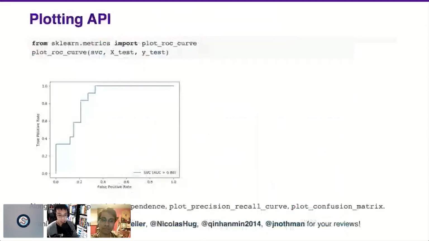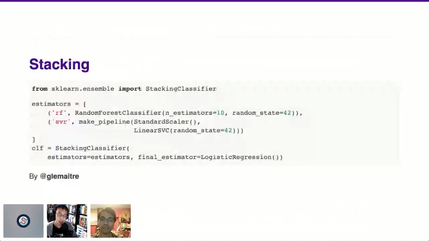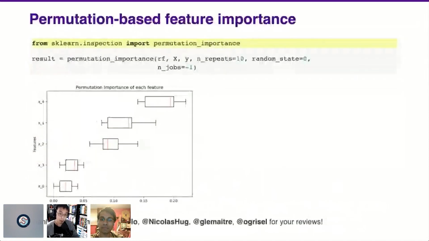We have a new plotting API. It uses matplotlib, which visualizes your estimators. We have plot ROC curve, plot partial dependence, plot precision recall, and plot confusion matrix. We also have stacking, which uses the predictions of estimators as features for other estimators. We have permutation-based feature importance, where we permute features to figure out what features are important to a given estimator and given data.